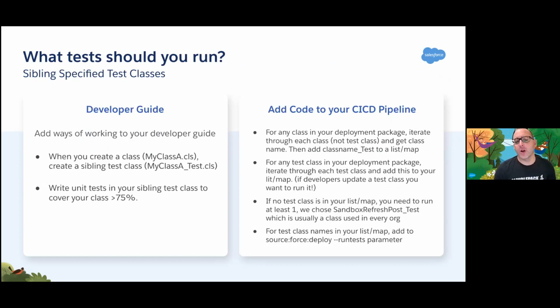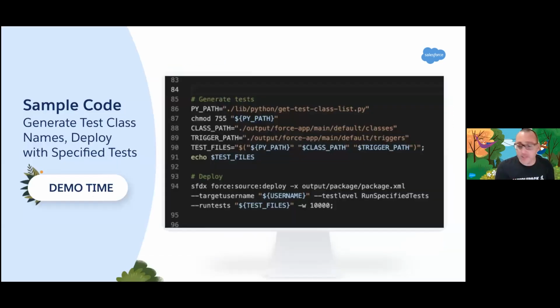Well, there's something cool called Sibling specified test, and it simply means this: if you've got an Apex class, then by ways of working, by process, go create a corresponding test class, name it _test. Cover that class minimum 75%. On the right-hand side is a little bit of pseudocode, which just describes how to actually automate the identification of those classes and include that in your pipeline. But we've got the script here for today, and I'm going to demo it right now.